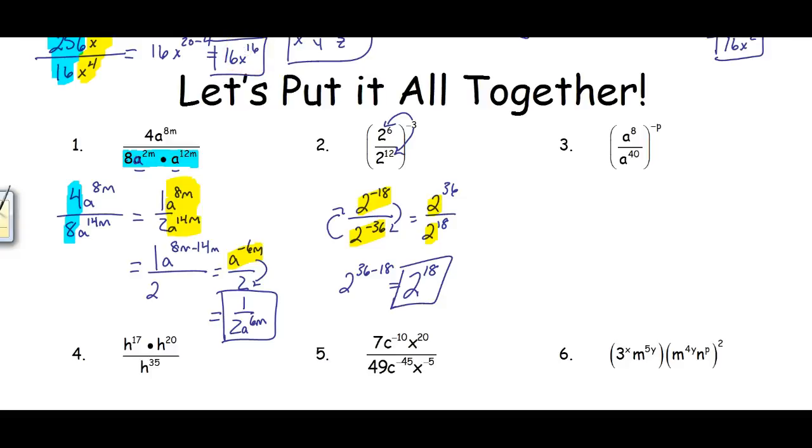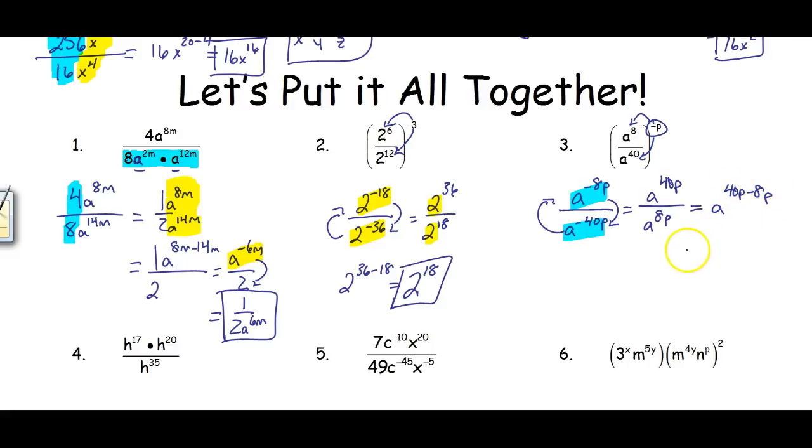All right, number 3. It doesn't matter if you have a variable as your exponent, you still have to distribute that like we would with any number out there. So you get a to the negative 8p over a to the negative 40p. You have 2 negative exponents, so you're going to go ahead and take those and flip. So you get a to the positive 40p over a to the 8p. So go ahead now and subtract a to the 40p minus 8p, and your final answer is a to the 32p.